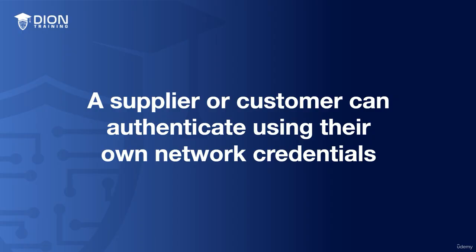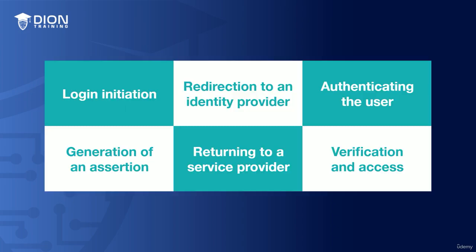Now let's take a quick look at a simplified step-by-step approach that is occurring when someone tries to log into a system using a federation. To log in using a federation, you'll follow a 6-step process, including login initiation, redirection to an identity provider, authenticating the user, generation of an assertion, returning to a service provider, verification and access, and finally, the login is complete.